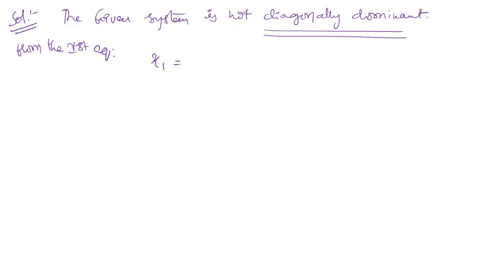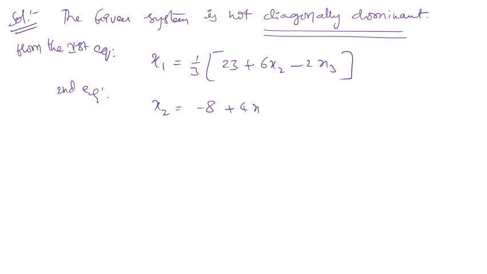what is the x1 value? x1 = 1/3 (23 plus 6x2 minus 2x3). From the second equation, what is the x2 value? x2 is directly minus 8 plus 4x1 plus x3. That's it. From the third equation, what is x3 equal to? x3 equal to 1/7 (17 minus x1 plus 3x2).